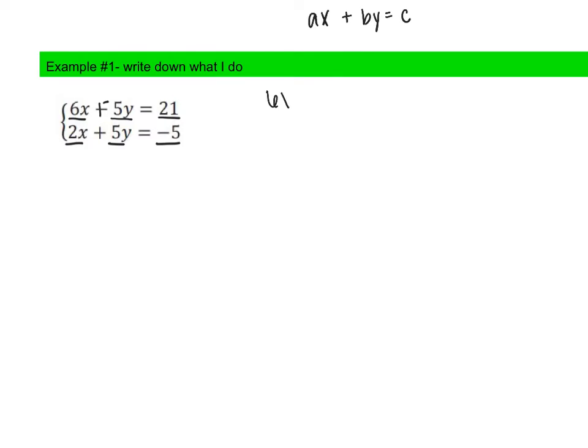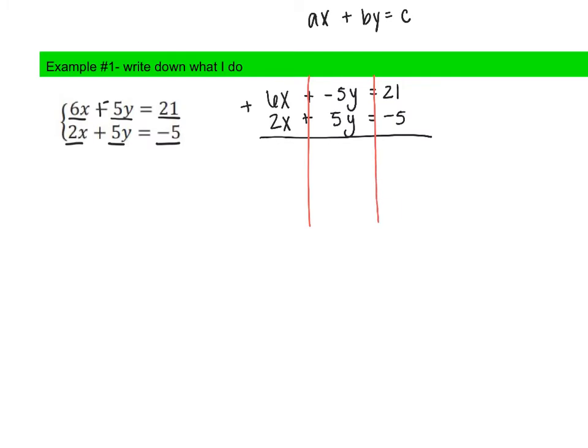So if I did 6x plus negative 5y equals 21, and 2x plus positive 5y equals negative 5, I'm just going to be adding these as if I was adding just a regular equation. So separate it out like this so everything stays the same. And I'm going to see if anything eliminates.